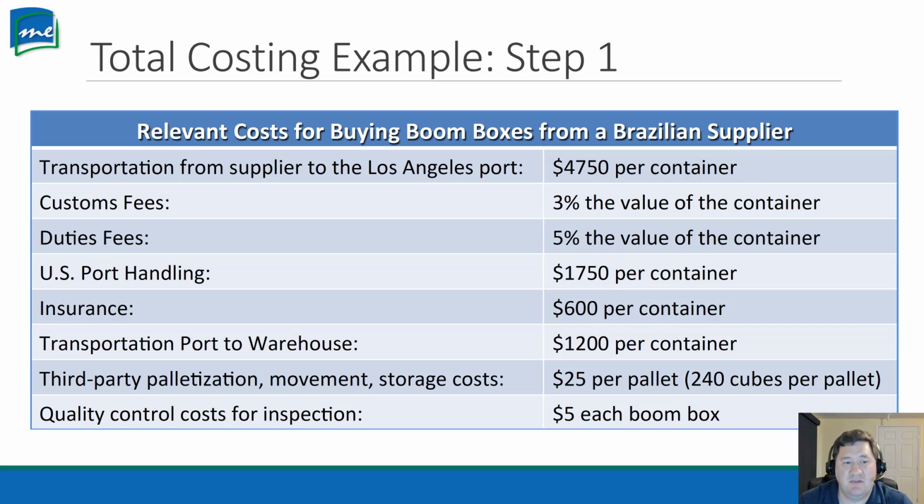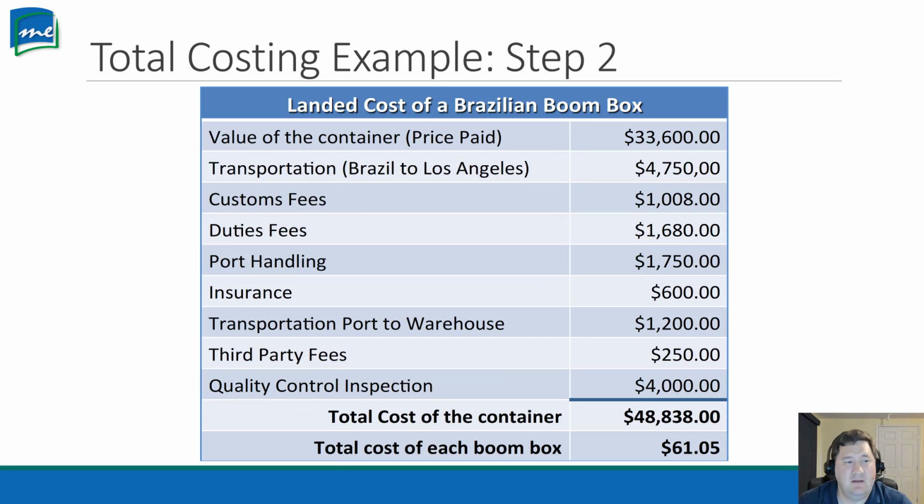So that's a lot of numbers to work with. Now we just need to know a couple things, right? How many boomboxes, how many pallets, and how many containers, because everything is based on those. So here we have the value of the container. The container itself is worth $33,600.